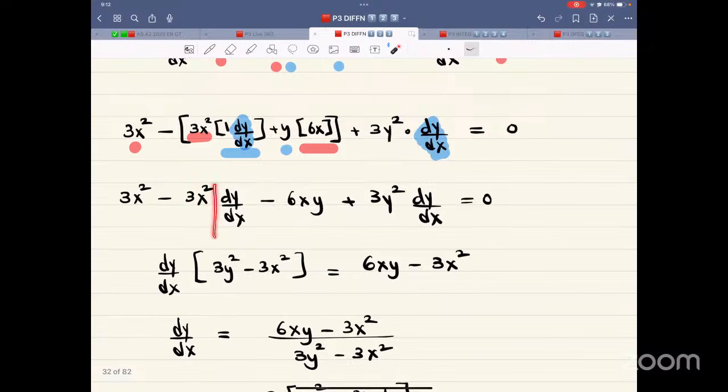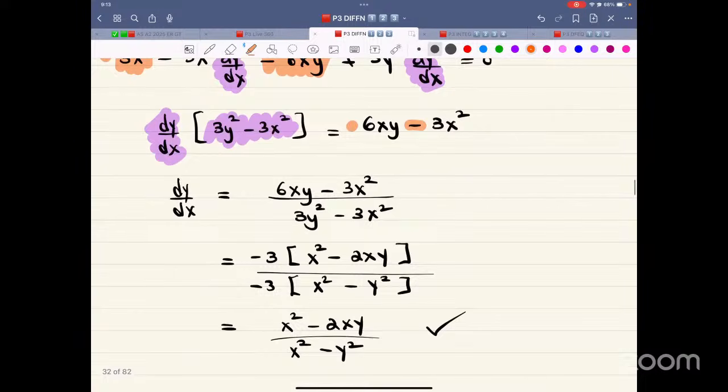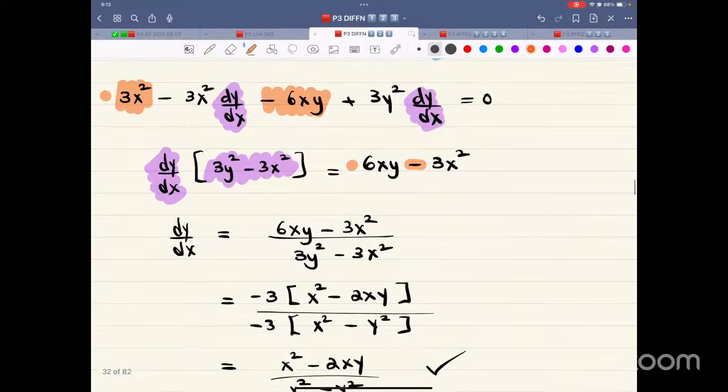All the terms with dy by dx on one side. So all the terms with dy by dx on one side, this has dy by dx, this has dy by dx, dy by dx is common. That is 3y squared minus 3x squared, 3y squared minus 3x. And then all the terms without dy by dx, take it to the other side. So negative 6xy becomes positive 6xy. This positive becomes this negative. And then make dy by dx the subject.